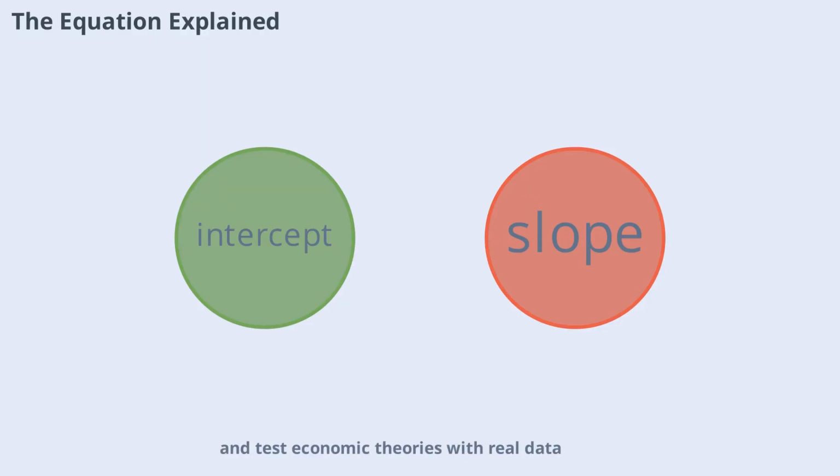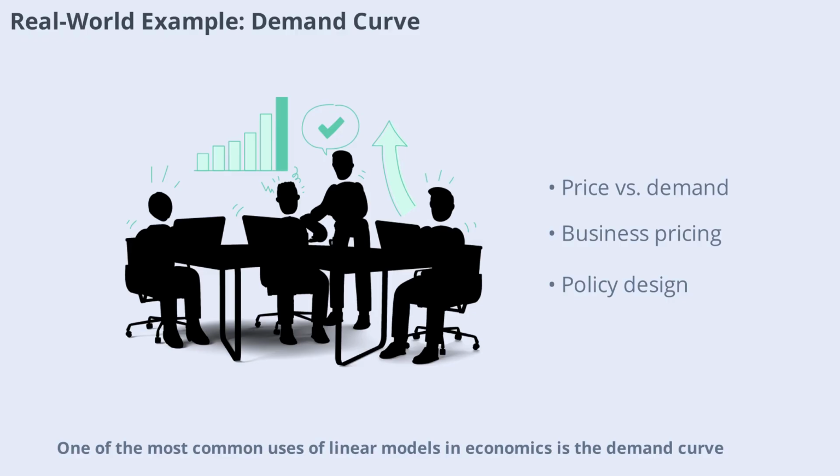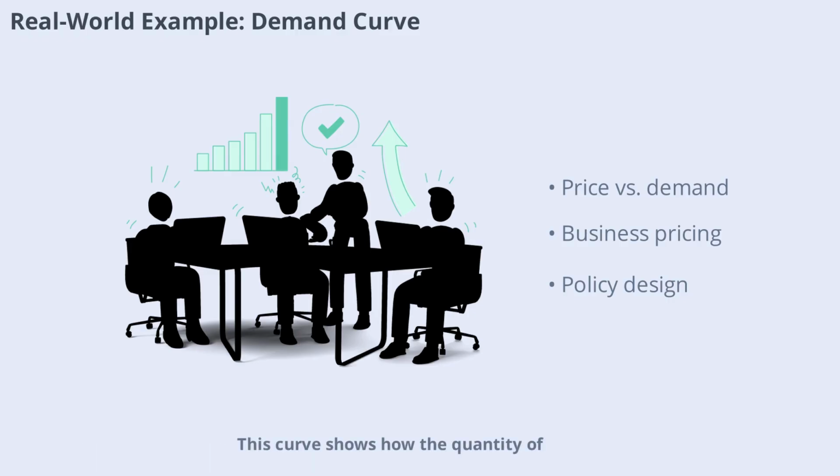One of the most common uses of linear models in economics is the demand curve. This curve shows how the quantity of a good demanded changes as its price changes. Typically, the relationship is negative. As price goes up, demand goes down. By fitting a linear model to real sales data, economists can estimate how sensitive consumers are to price changes. This information helps businesses set prices and governments design effective policy. Linear demand curves are a practical tool for understanding markets.